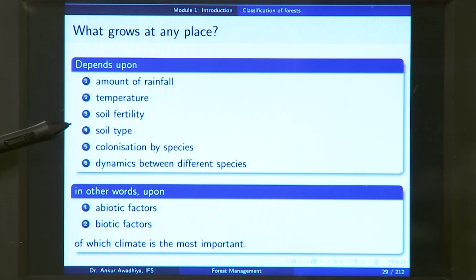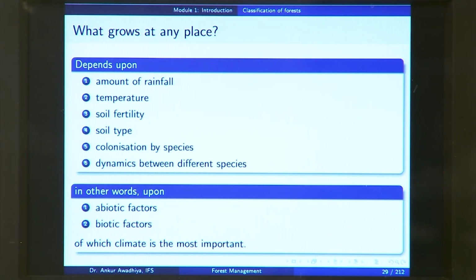It will also depend on the type of soil in that area, whether it is a clayey soil, a loamy soil, a silty soil, or a sandy soil, and the kind of structure that we see in the soil. It will also depend on the colonization by different species.